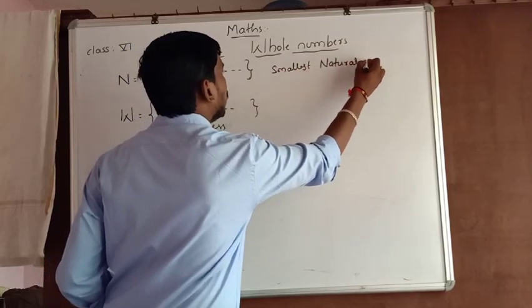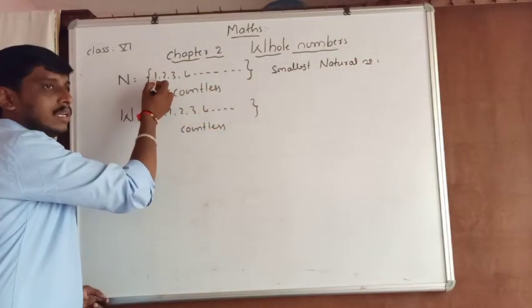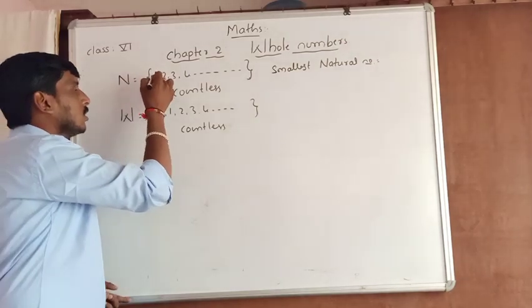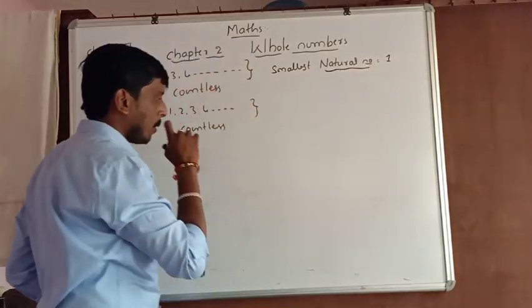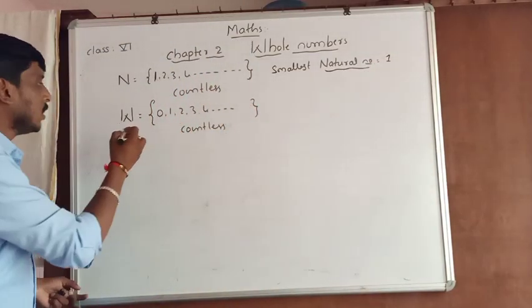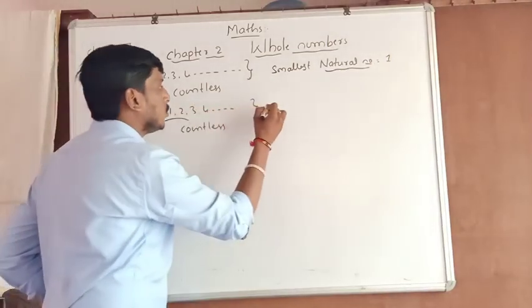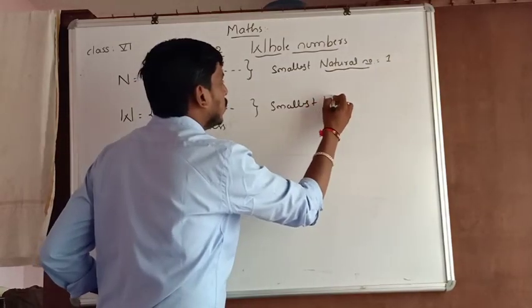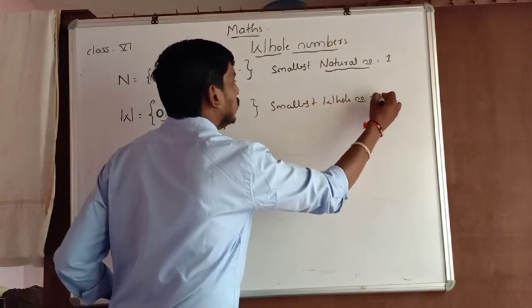What is the smallest natural number? Can anybody see? It starts from 1. If it starts from 1, this is the smallest or least natural number. The smallest natural number is how much? 1 itself. In the same way, the smallest whole number is what? 0 itself. The smallest whole number is 0.